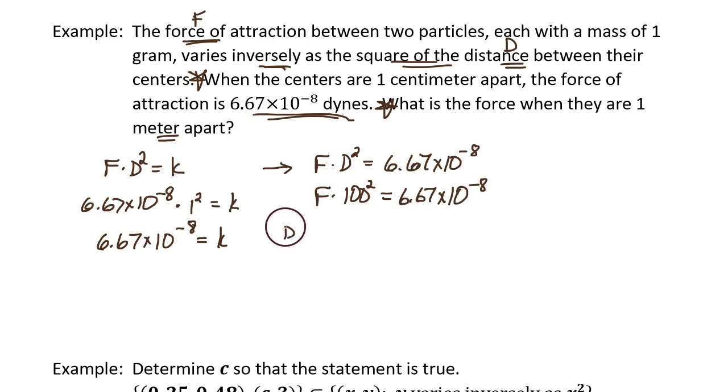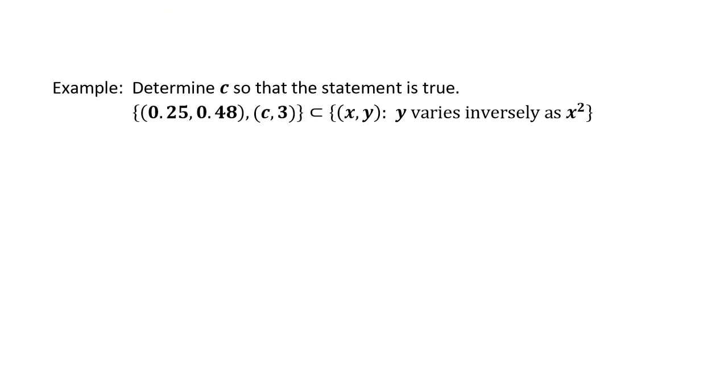To solve for F, you would divide both sides by 100 squared. So take a calculator, you type that in, and you divide by 100 squared. The result is 6.67 times 10 to the negative 12. In the question, we're told that force is measured in dynes. So this question gave us one real-life application of inverse variation. There are many more applications of inverse variation, and they're not all from physics either. Let's try one more example for our notes.